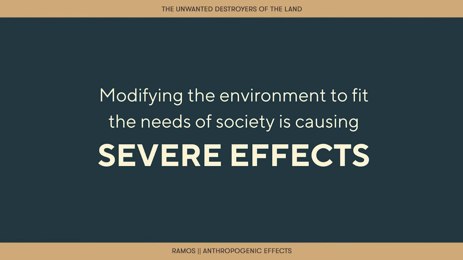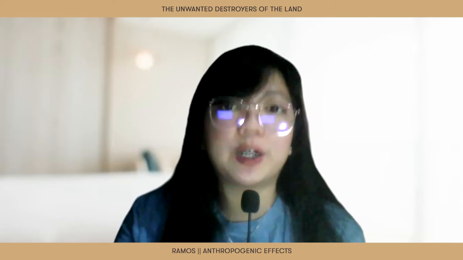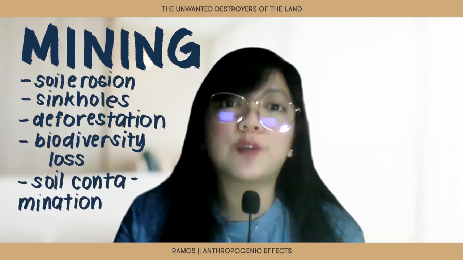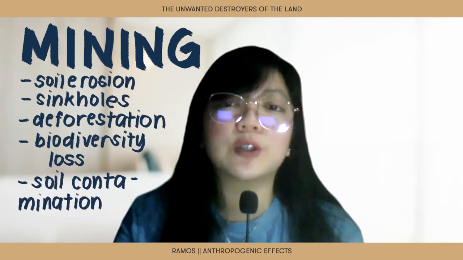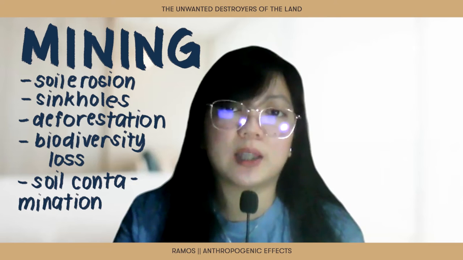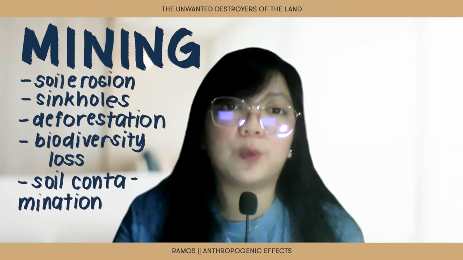Modifying the environment to fit the needs of society is causing severe effects. One of the human activities that cause damage to the environment is mining, which causes soil erosion, sinkholes, deforestation, biodiversity loss, and contamination of soil. Humans have greatly influenced the phosphorus cycle. They have mined it, turned it into fertilizers, and shipped it all over the world.